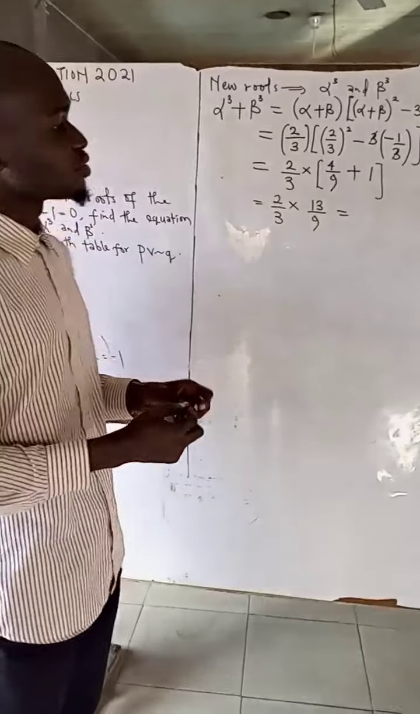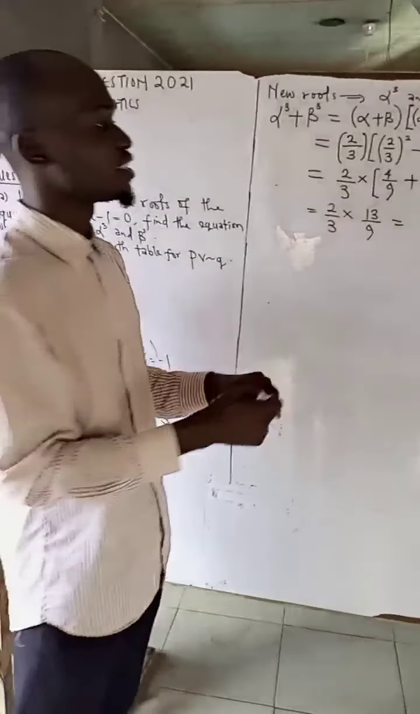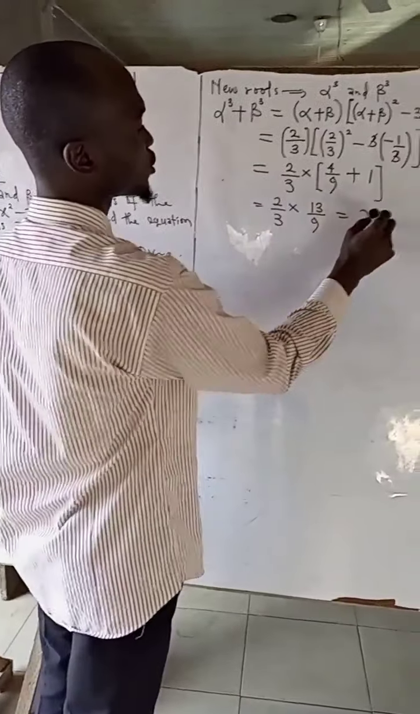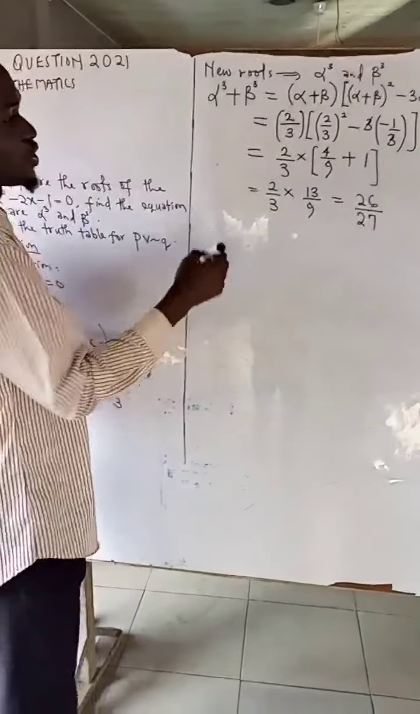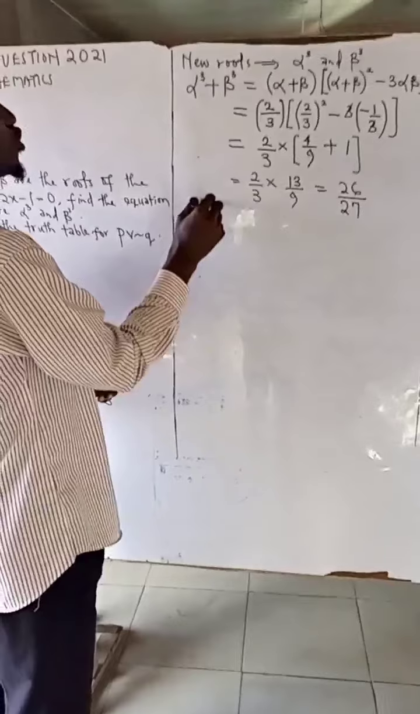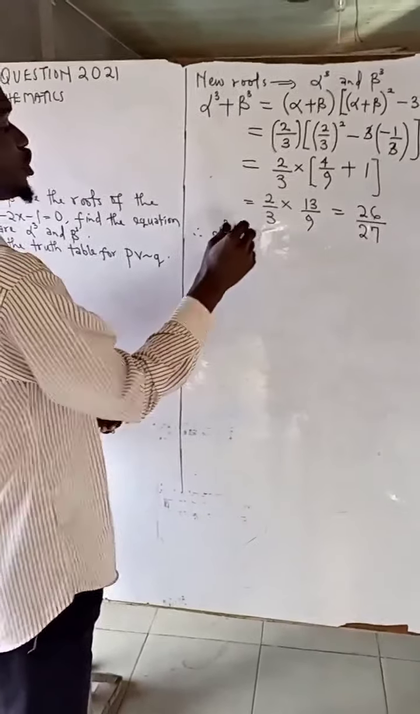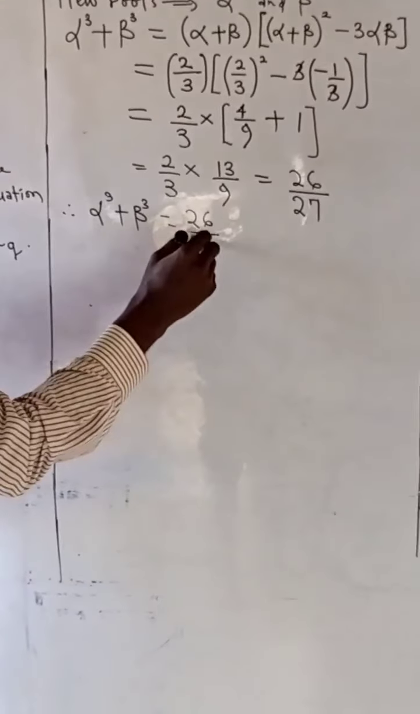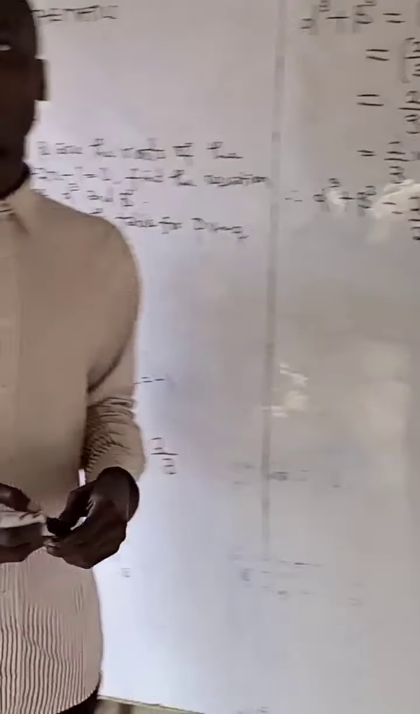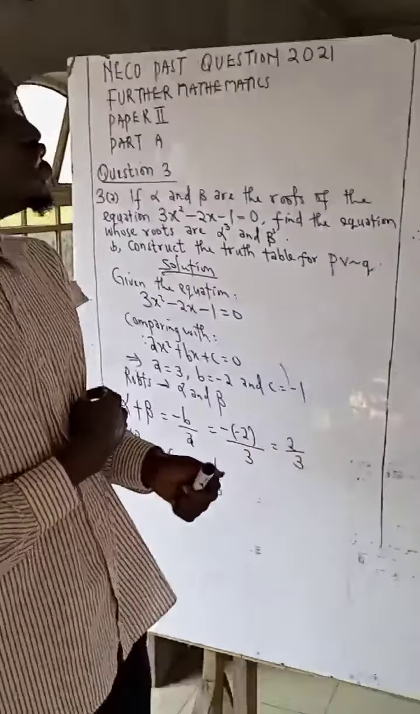So the next thing is to multiply. That's 2 times 13, that will give me 26, all over 3 times 9, that's 27. So, therefore, alpha cube plus beta cube will give me 26 all over 27. That's the sum of the new roots.